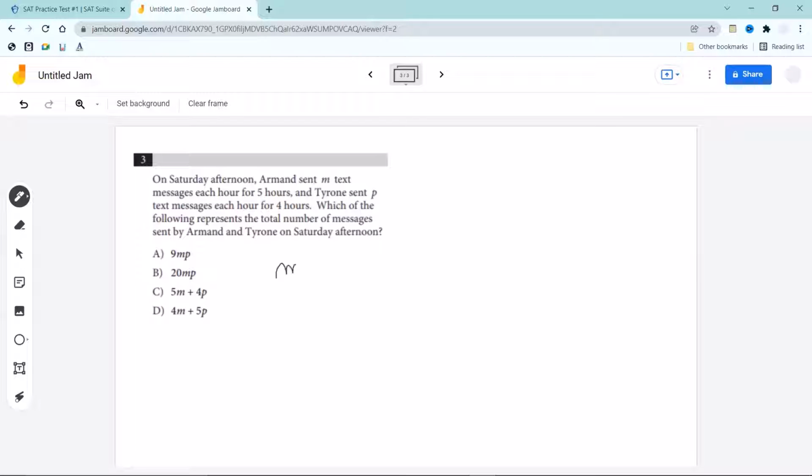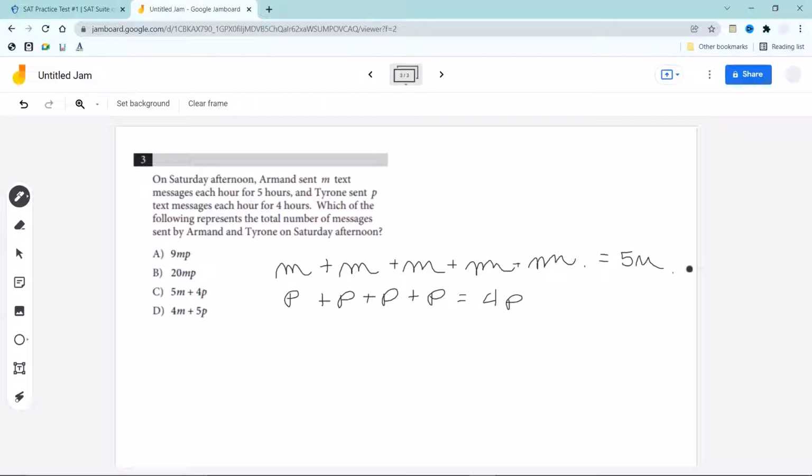So Armand is sending M per hour. Since he's doing it for 5 hours, it's just going to be m for 1 hour, m for the other hour, m for another hour, m for another hour, and m for another hour, right? 5m. The total of that will be 5m. Tyrone's doing the same thing. He's just doing it 4 times. P for 1 hour, P for another hour, P for another hour, P for another hour. Great, 4p.